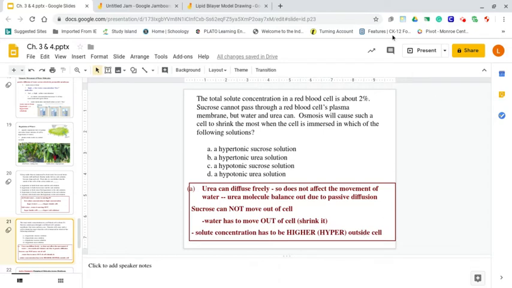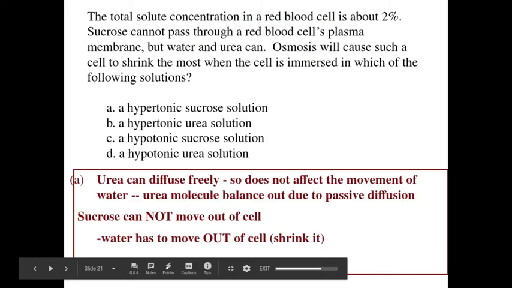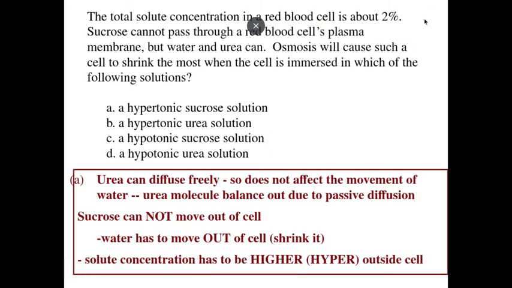And so that is why the correct answer was A. The water inside the cell would have to move out because the solute concentration has to be hyper on the outside of the cell. And that's the only way you could get that. Because if you take a look at question B, it says hypertonic urea solution. Well, that's not going to do anything for you because urea moves freely. So it's not affecting water movement because it just moves by itself by normal diffusion. So that's not going to cause the cell to shrink or get bigger.